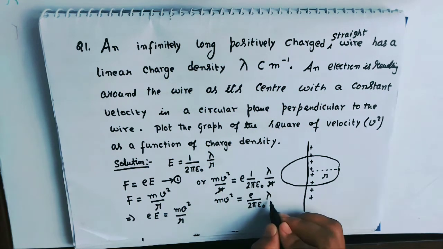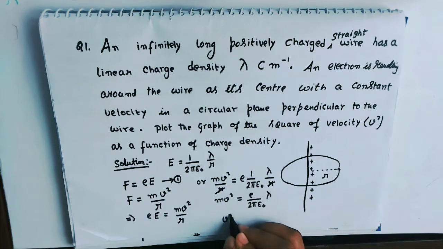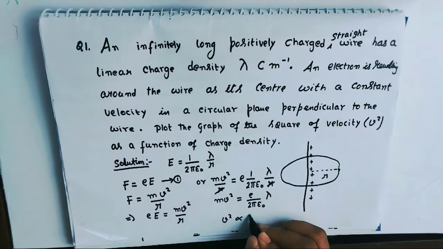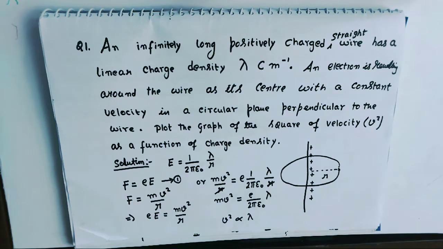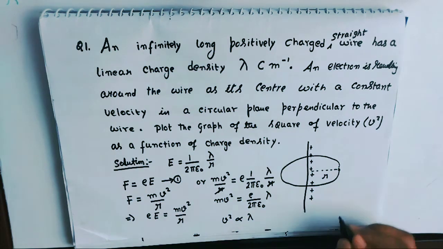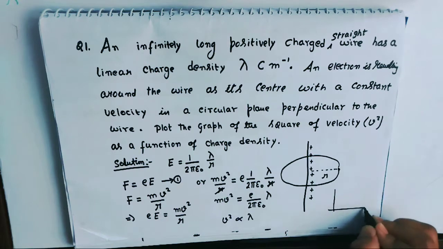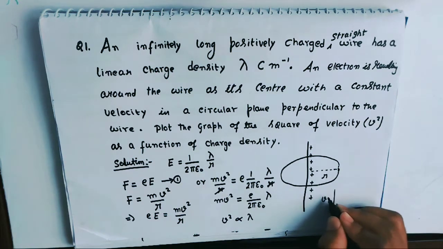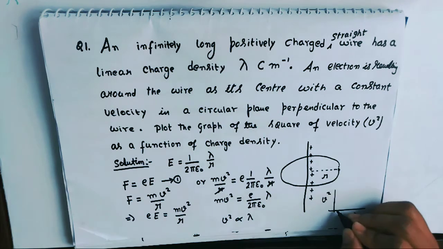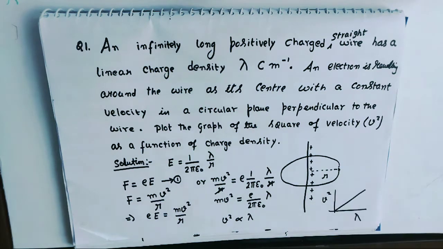From here we can see that v square is proportional to lambda. So therefore, if we plot the graph of v square as a function of charge density, the graph will look like this. This one is lambda, and this one is v square. It is a straight line like this.